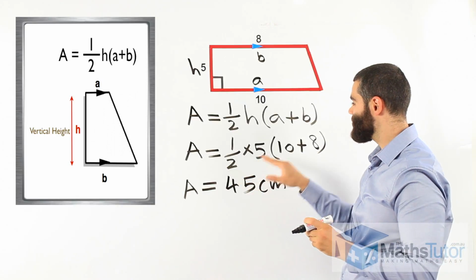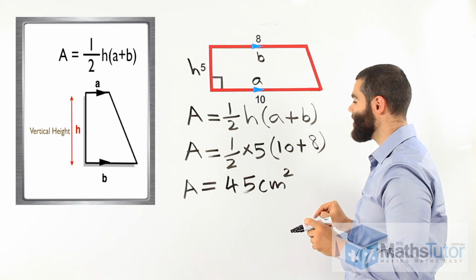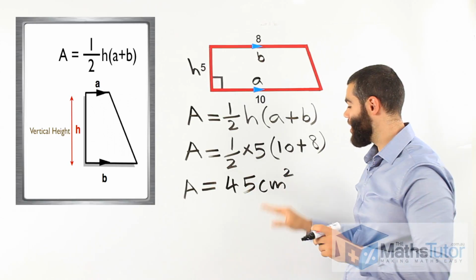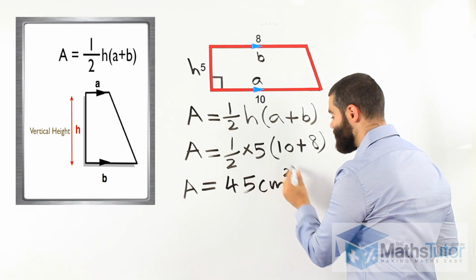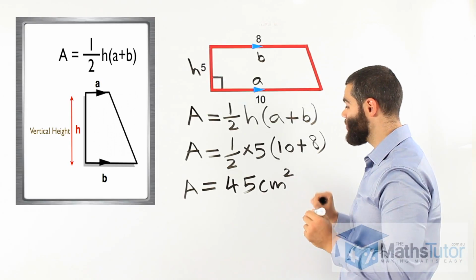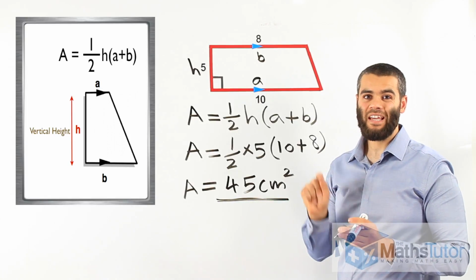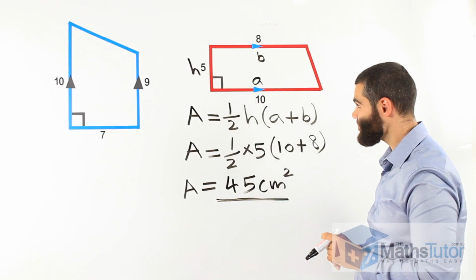Very easily, half times 5, open bracket, 10 plus 8, close the bracket. Put it in your calculator, 45 square centimeters. Remember, we always put our units and it's area, so we have to put squared. Very important. This is our answer for the first trapezium. Now let's do another one.